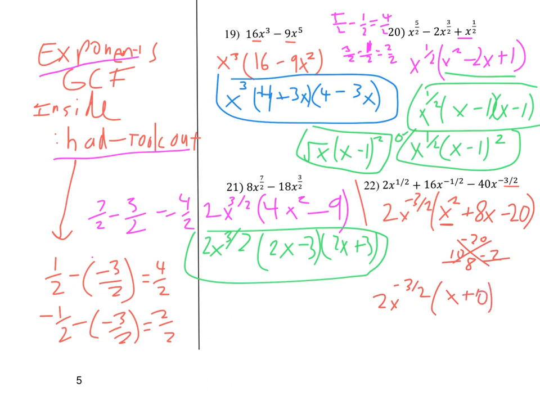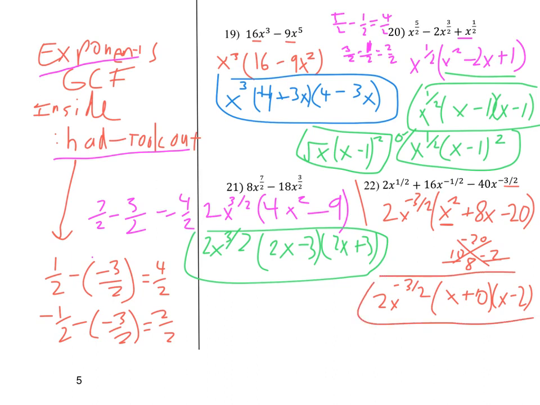Now, if you ever have a doubt on this, I would always just say, go ahead and FOIL it in your head. So x times x is x squared. Negative 2x, positive 10x gives you 8x, and then this gives you negative 20. I'm fine leaving the answer like this.